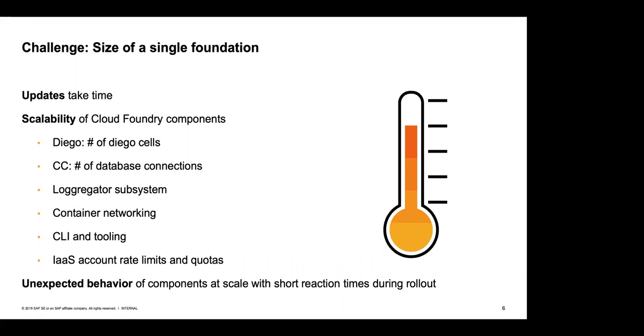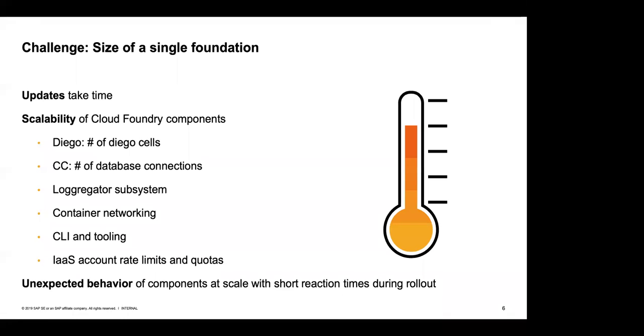Another aspect that we are currently looking into is container networking, because also there the number of application instances, and specifically the number of application instances using container networking, factors into some equations. And then again, there we are gaining experience around what a reasonable number of applications using container networking actually is, and when the system then goes critical and starts failing. CLI and tooling is another area.